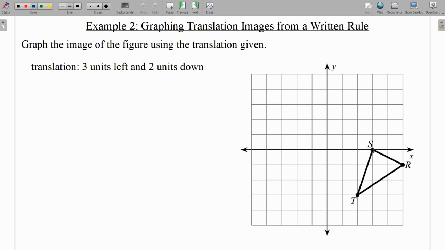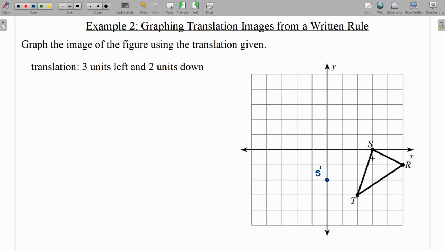So I'm going to move it 3 units to the left. So we go 1, 2, 3, and then I'm going to go 2 units down. So I'm going to go 1, 2. So this point right here on the y-axis is going to be my S prime. Okay, so it's going to be the new location for point S when we move it.